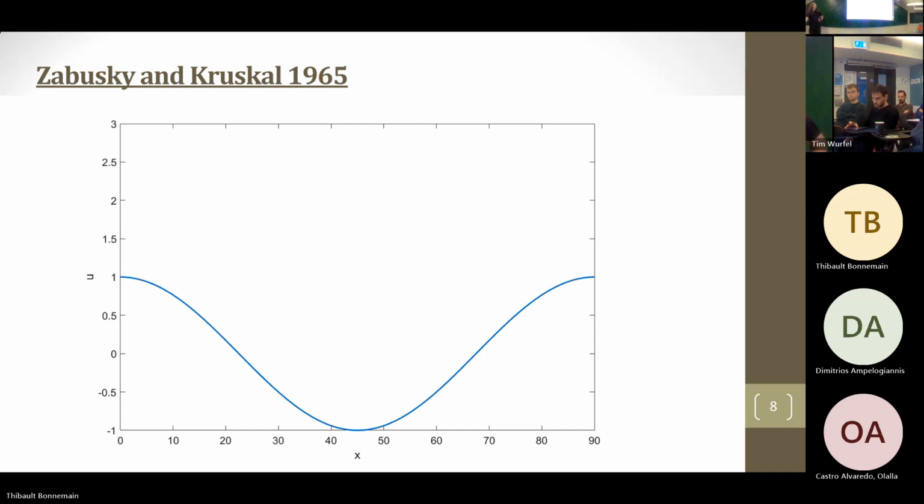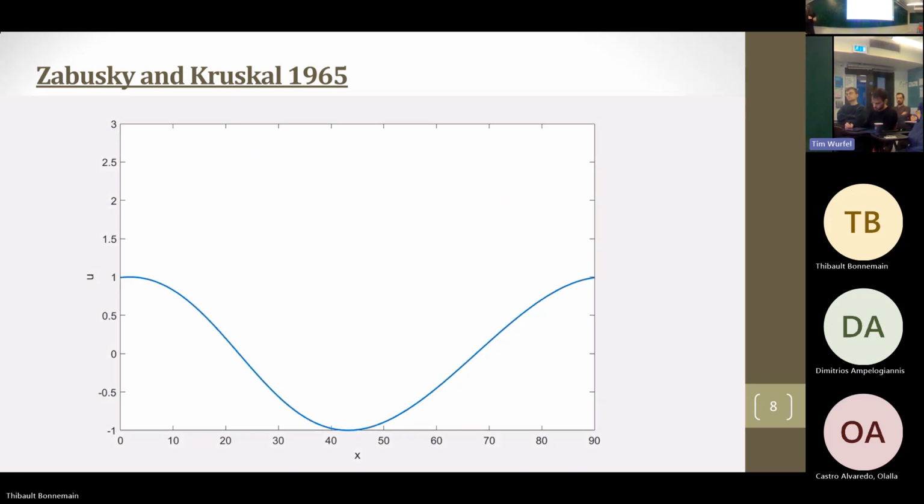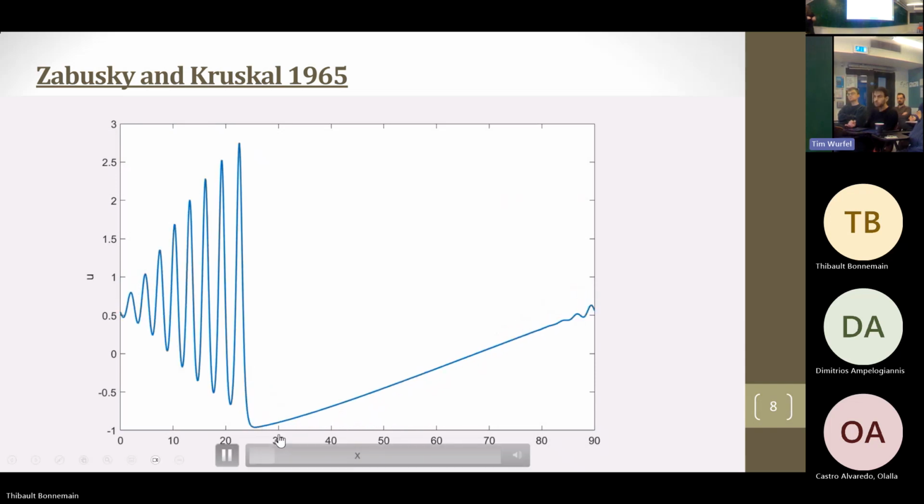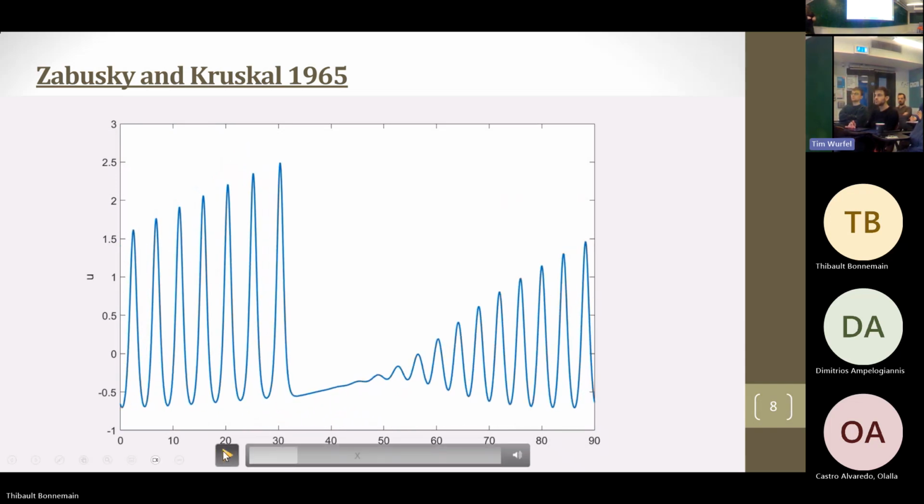Right. And yeah, in their 1965 paper, Zabusky and Kruskal, I think, were the first to relate FPUT to KdV, actually. They then solved KdV numerically for the first time as well. They started with this type of initial condition, a single sine wave again with periodic boundary conditions, and they observed the formation of what's known as a dispersive shock wave here.